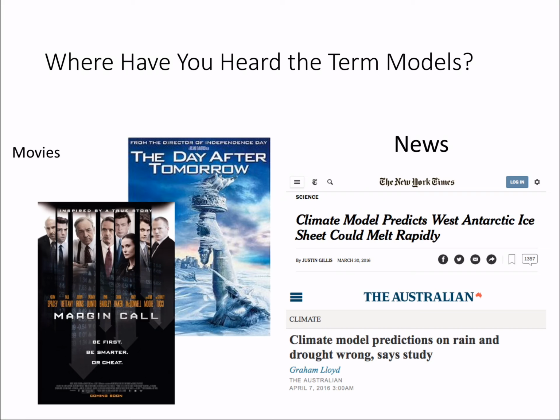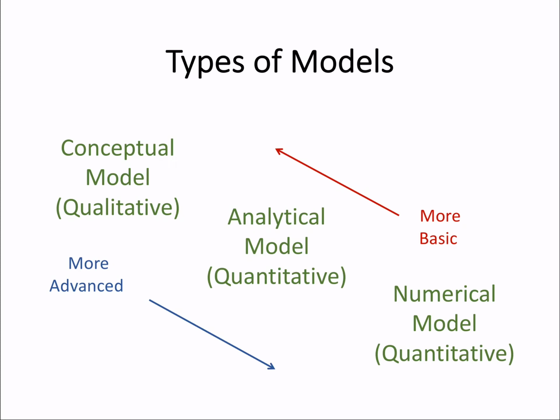You might have also heard of models in the news. So we often hear about climate models, hurricane models, even just your normal weather prediction. Is it going to rain tomorrow, be sunny or not? What's the temperature going to be? That is a type of model. So the more you think about it, the more examples you can probably come up with of scientific models.